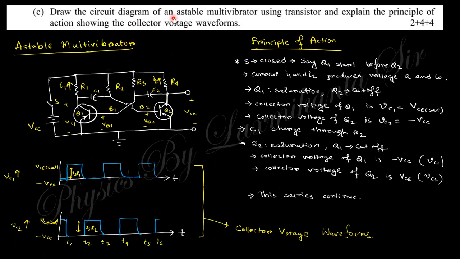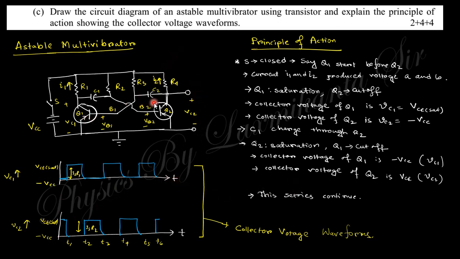Next is draw the circuit diagram of astable multivibrator. This is the circuit diagram of an astable multivibrator. This has two transistors. These two are input voltage and this is output, and this is connected with the input here. So the output characteristic will be like that. These two points, VC1, the output voltage of C1, and the output voltage of C2 will be like that. So this is the voltage waveform.